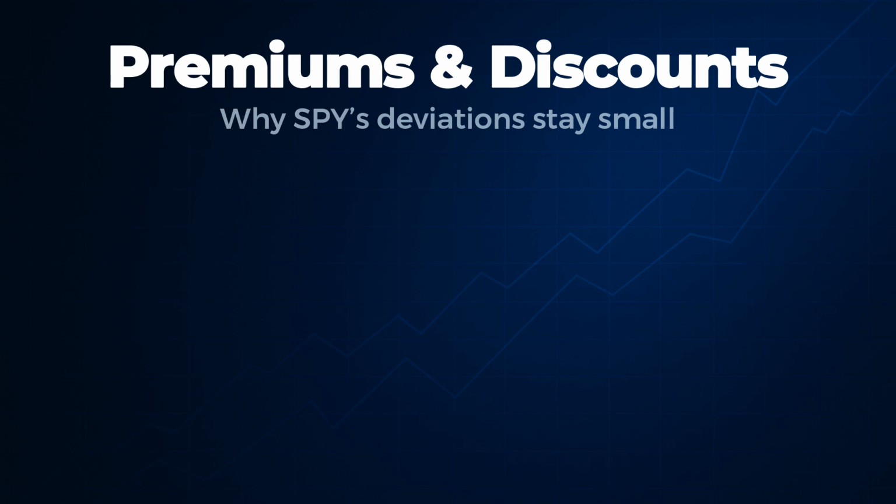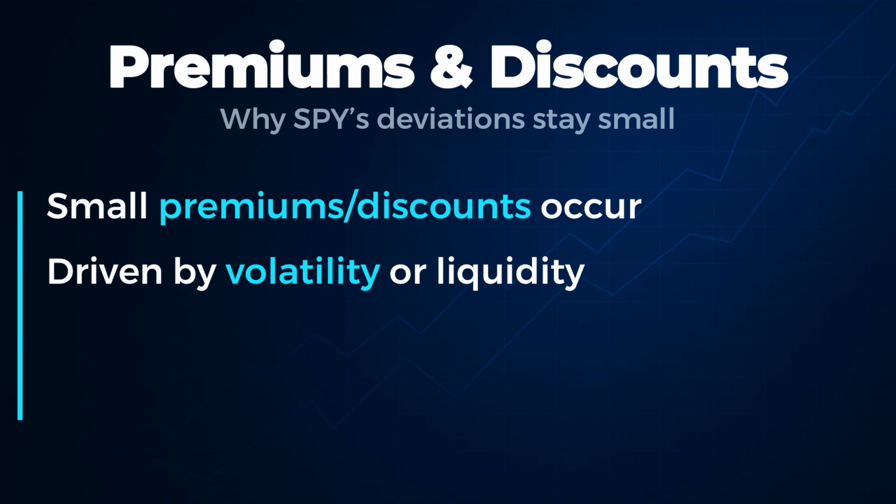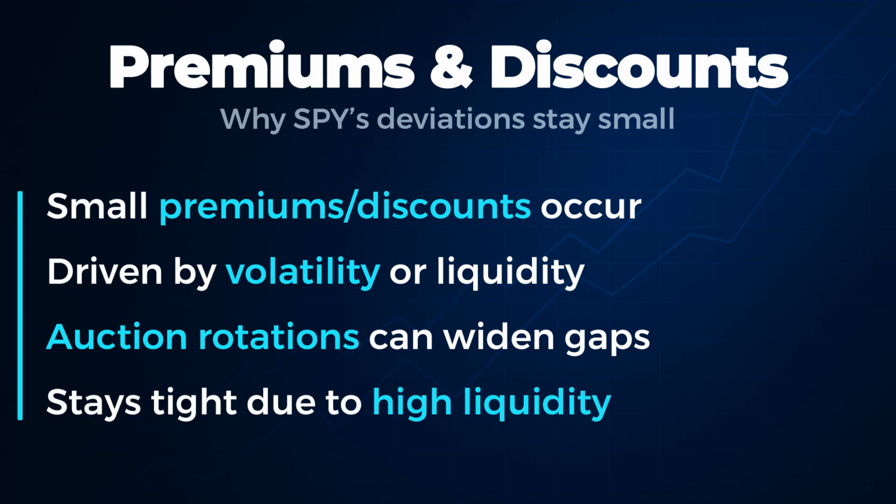SPY sometimes trades at small premiums or discounts relative to its underlying holdings. This can occur during volatility spikes, liquidity imbalances, auction rotations, after hours adjustments, or rapid ETF inflows and outflows. But those deviations are extremely small compared to bond ETFs or international ETFs, because all S&P 500 components are US listed, high liquidity, and continuously priced.